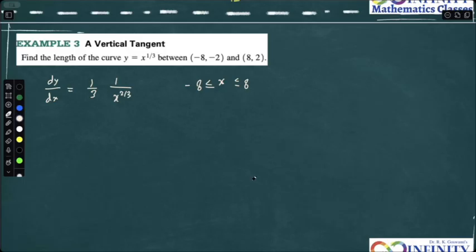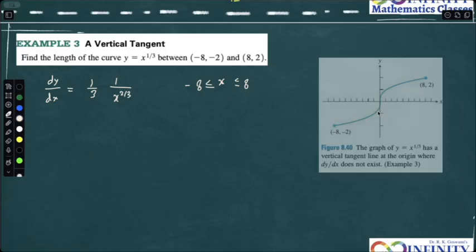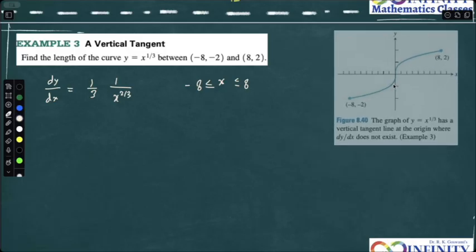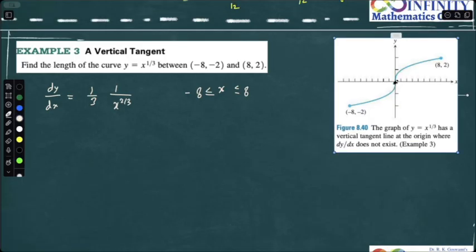I don't think it'll be defined when x equals 0. Perfectly okay. So that is why they have mentioned this is going to be a vertical tangent. And vertical tangent stands for dy over dx tends to infinity at 0. So that means to say that the derivative is not defined.